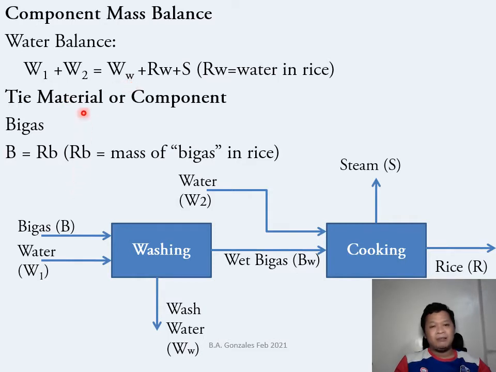Then yung bigas naman, tinatawag natin siyang tie material or tie component kasi kung ano man yung mass nitong B, assuming na walang leaching out, 100% of that mass is in here. And then, kahit mag-evaporate yung steam, wala namang bigas na sumama dito. 100% of this mass is part of your cooked rice. Okay? So, again, in terms of solving mass balance problems, the first thing you want to do is generate as many equations as possible and then correlate those equations to solve for your unknowns kasi may mga given ka naman usually.